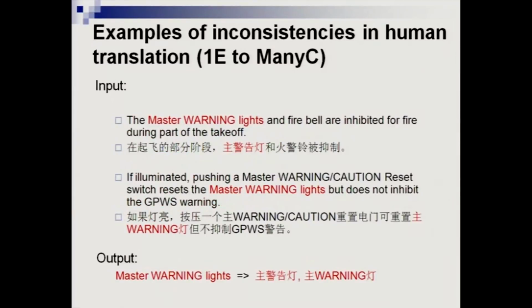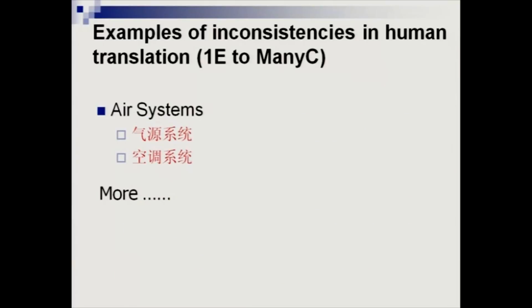Another example is master warning lights. So the Chinese translates this one, but leaves this one untranslated. So I think these are unnecessary inconsistencies. You can have more examples, like air system, which can appear as an icon or also as this one. But it seems to me these two Chinese terms have totally different meanings.